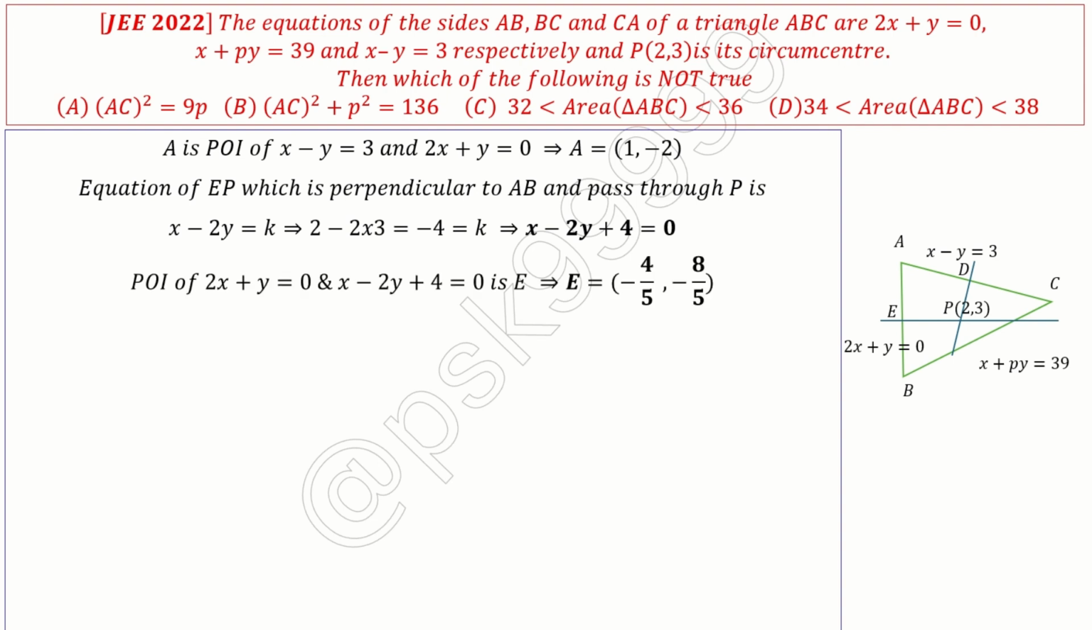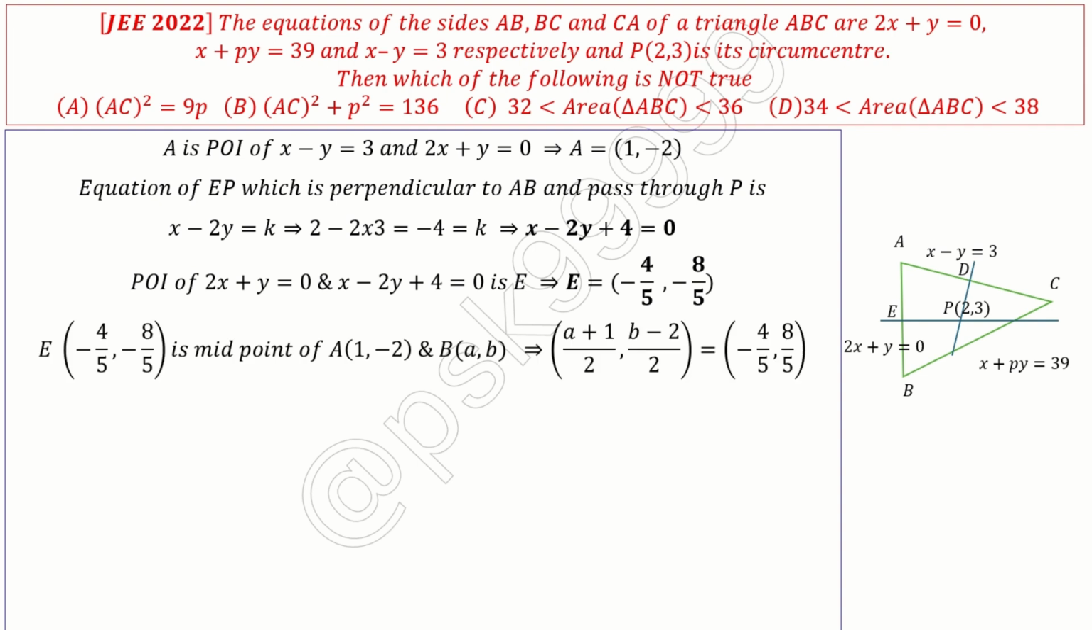The point of intersection of AB, that is 2x plus y equal to 0, and x minus 2y plus 4 equal to 0 is E, right? E is the intersection of AB and EP. From that I get E's coordinates, which are (minus 4 by 5, minus 8 by 5). I have A, I have E, and E is the midpoint of AB, so I can get my B also. My B is (minus 13 by 5, 26 by 5), because E is the midpoint of AB and I have points A and E, so I can get B easily.